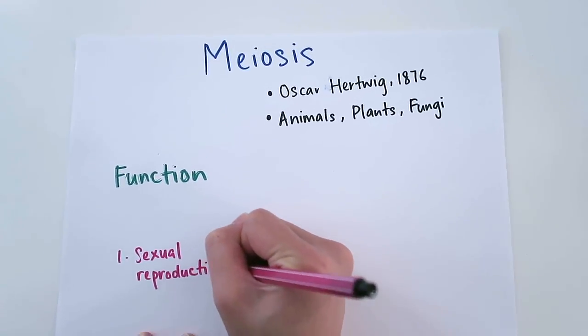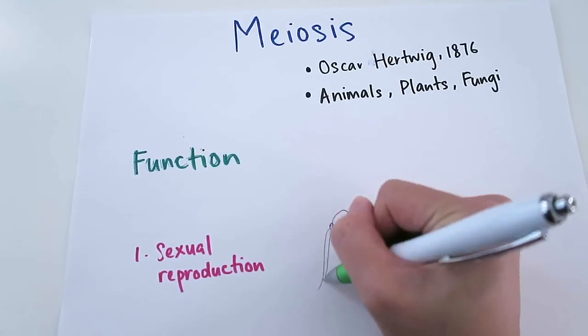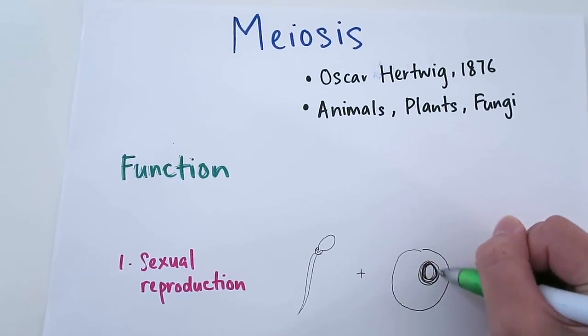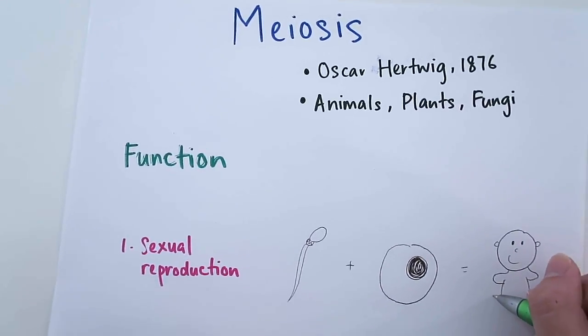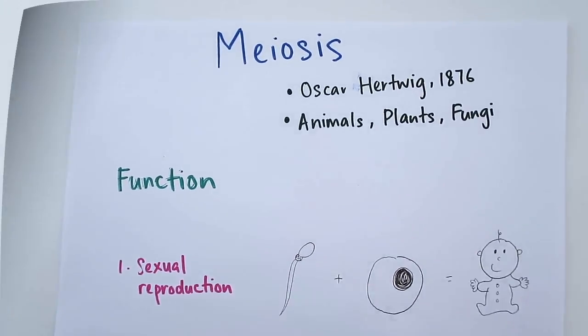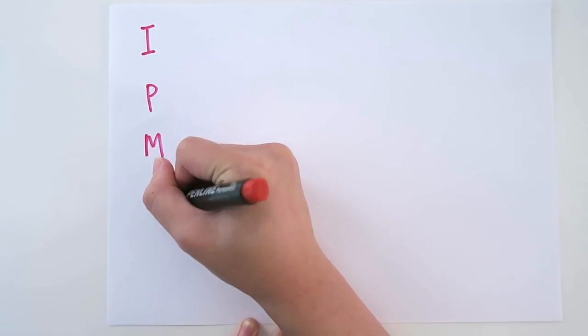Its main function is sexual reproduction of organisms such as animals, plants, and fungi, to produce gametes such as sperm in males and egg in females in preparation for fertilization of the zygote. So that's a bit of background information on mitosis and meiosis.